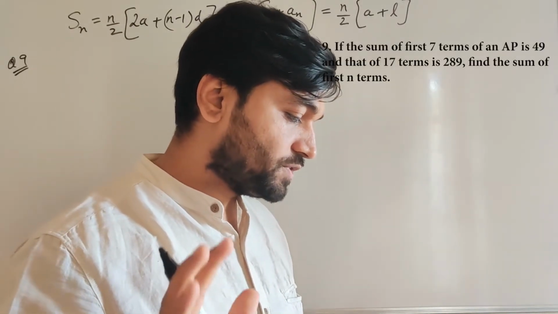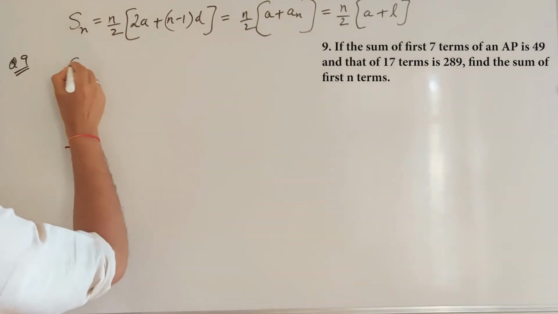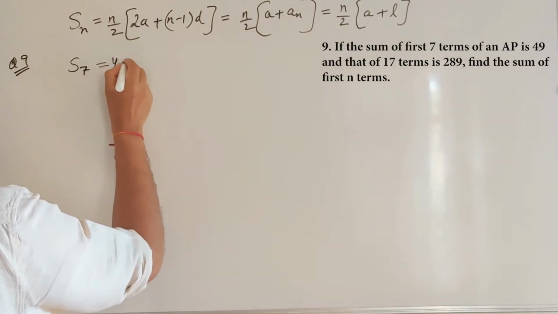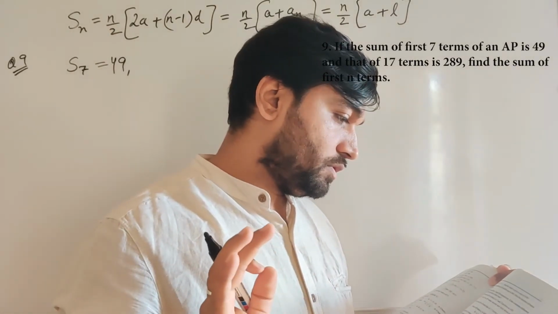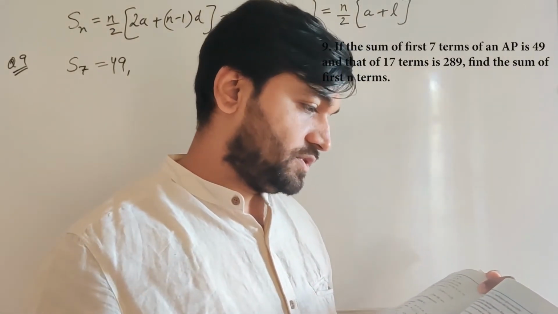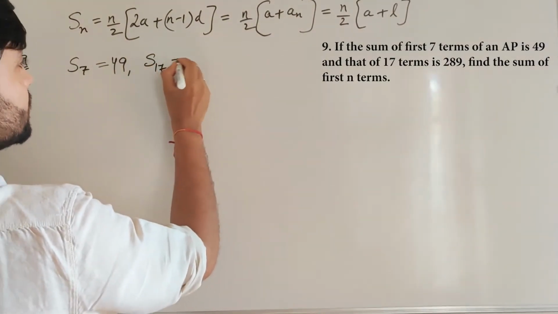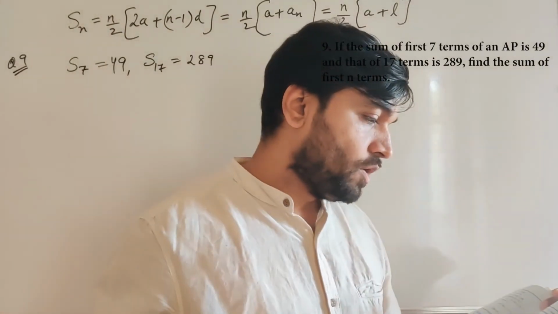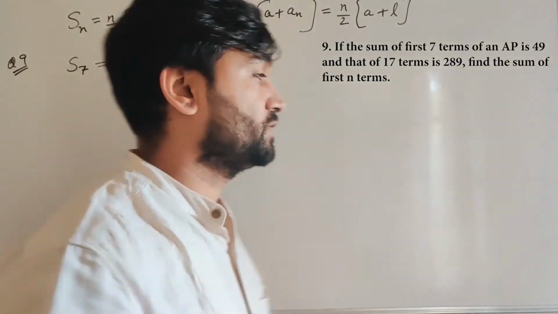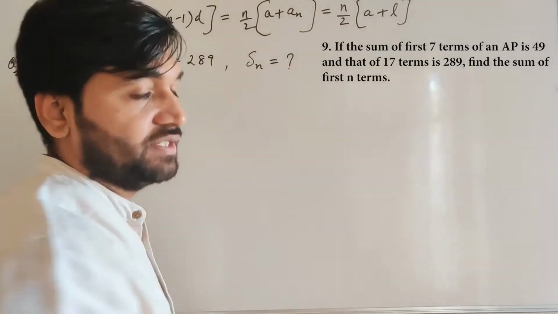If the sum of first 7 terms of an AP is 49, meaning S7 is given as 49, and that of 17 terms is 289, sum of 17 terms is 289. Find the sum of first n terms. So find the sum of n terms means we have to find Sn.